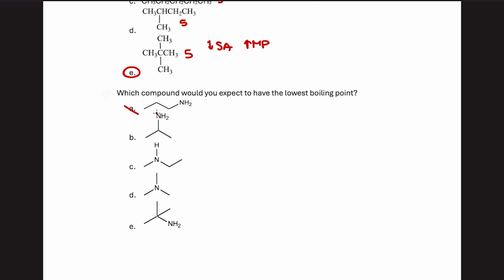B has a hydrogen bonded to nitrogen, so it also has H bonds. So does C, and so does E. You're left with answer choice D that does not have those hydrogens connected to nitrogen. Actually, this should have a lone pair over here, but you'd realize it has no hydrogen bonds, which means it has the weakest intermolecular forces, therefore the lowest boiling point.